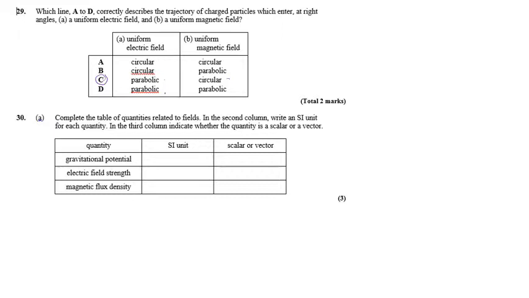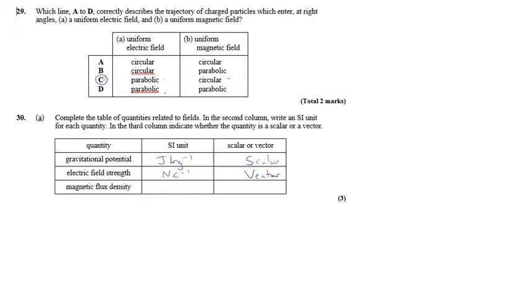For question 30, part A, all we're doing is completing with units and whether they're scalars or vectors. So the unit of gravitational potential is joules per kilogram, and because it is a form of energy, it's a scalar. Electric field strength, newtons per coulomb. Fields have to have directions, so it must be a vector. You should write the full word when completing it under exam conditions.